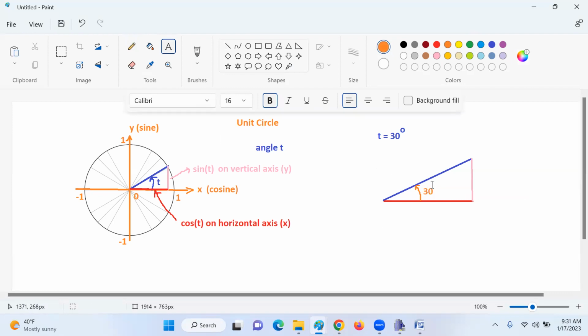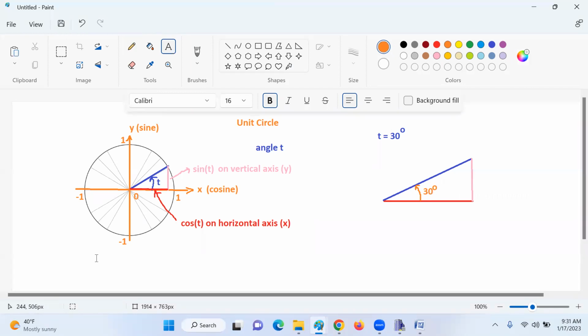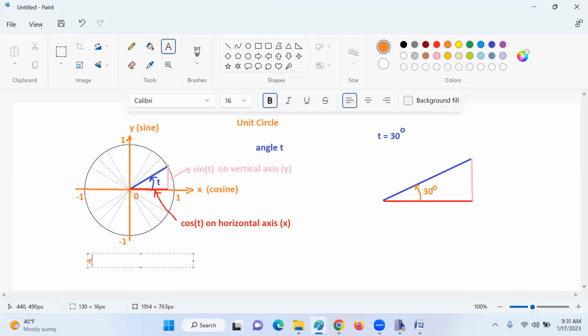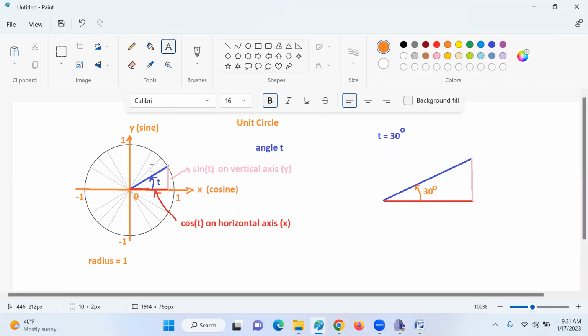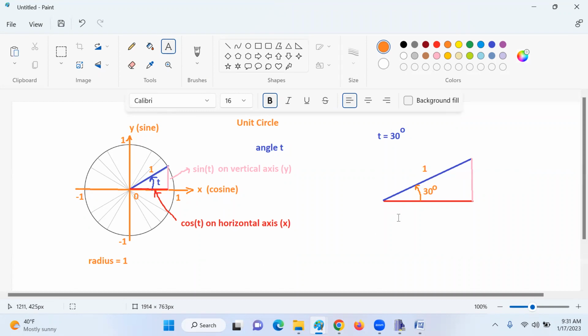All right. So the next thing that we need to know is that the unit circle has a radius equal to 1. So what does that mean, the radius equal to 1? It's always going to be 1 for any side that you see here. So let's say this is 1, this is 1, so everything has to be 1. Okay, the radius.